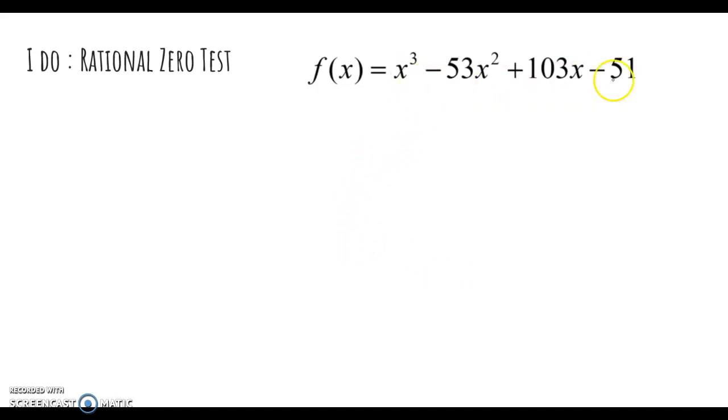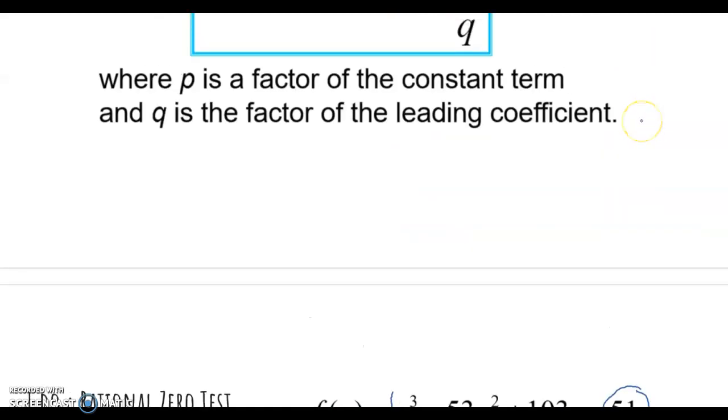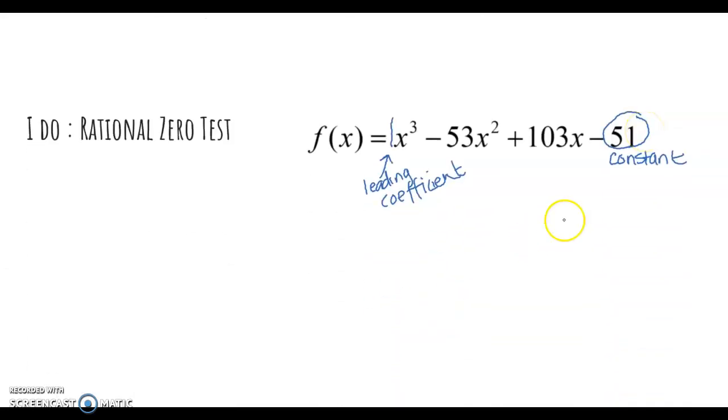So we first need our constant, which is 51, and we're not worried about signs with these, and our leading coefficient, which is the number in front of the highest exponent. Our p-value is our constant, and our q-value is our leading coefficient. So we've got our p-value here and our q-value here.